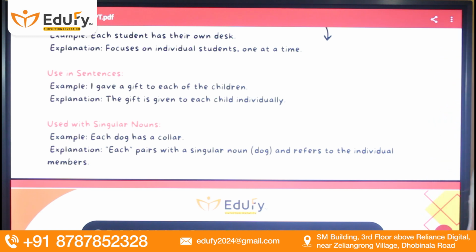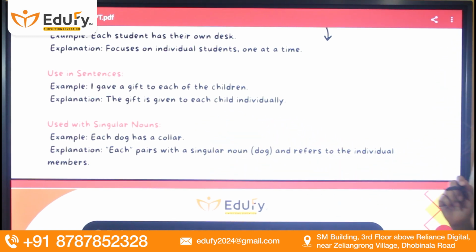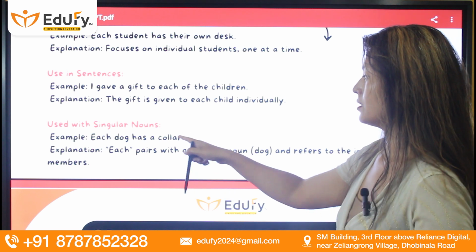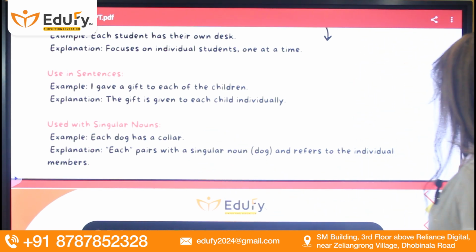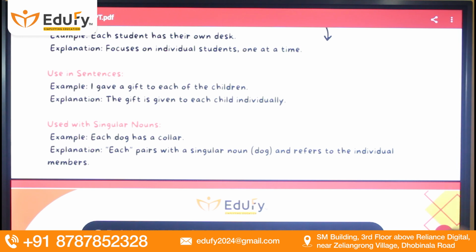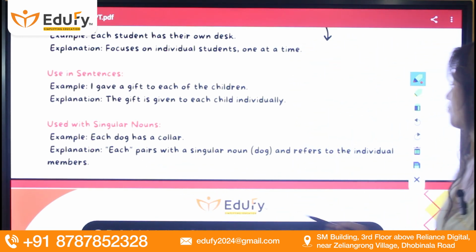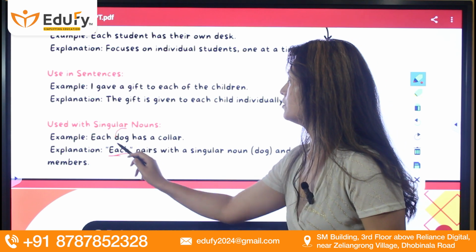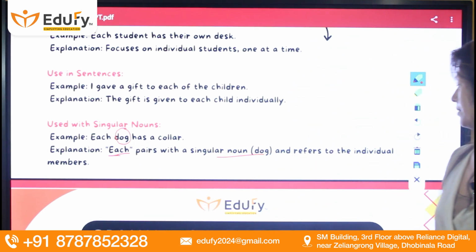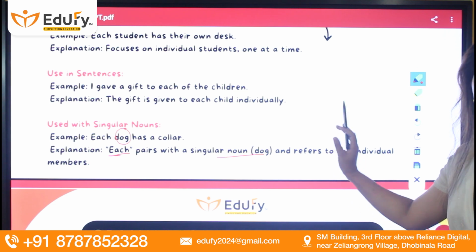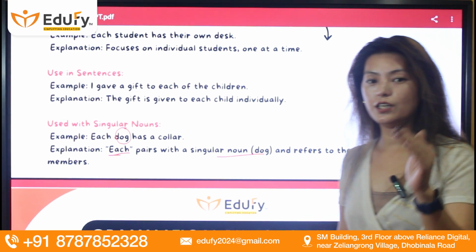You can see this one. It is also used with singular nouns. Here you can see this: each dog has a collar. Now, when you look at this, you will find that the word each is referring to a dog and it is used with a singular noun. It is always talking about the individual member. So there's a clear difference between each and every.